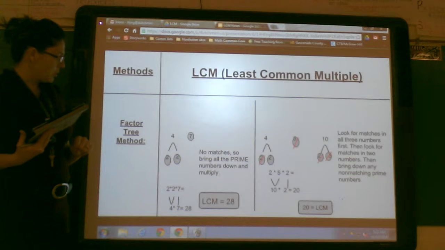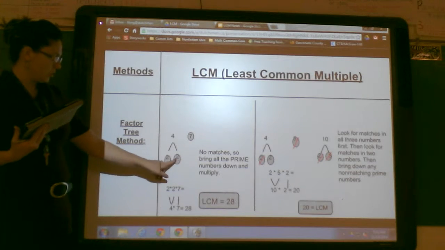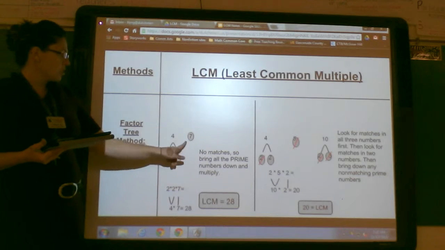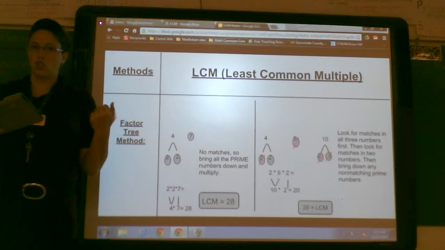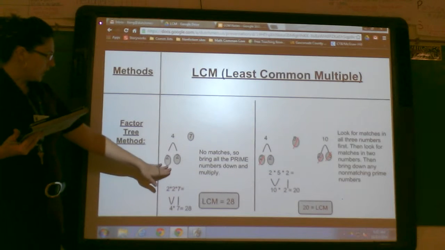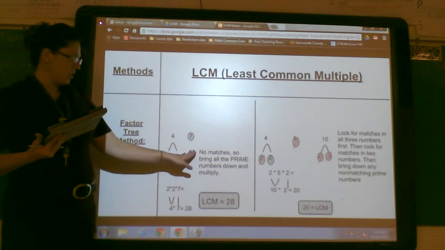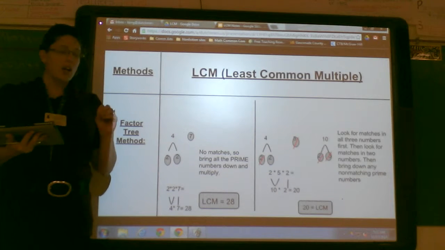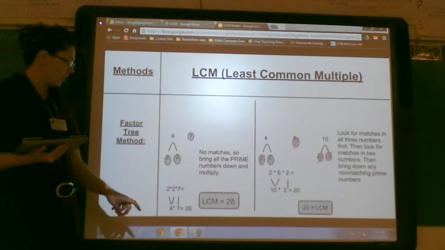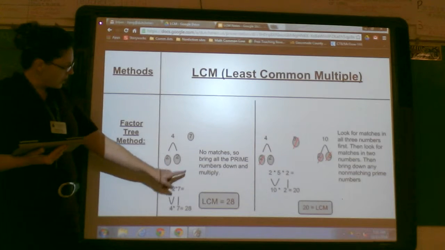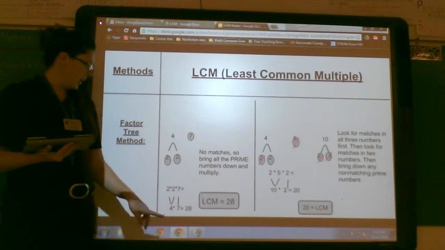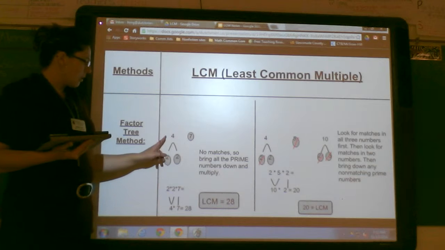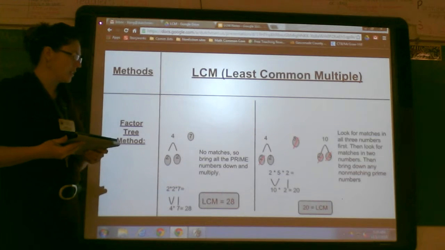So we come up with what two numbers multiplied to make 4. It's 2 and 2. They're both prime, so we circle them. 7 doesn't factor because it's already a prime number, so we just circle it. Then what we look for is our matches, just like with the GCF. So I look here. I have no numbers here that match with numbers here. So with no matches, I bring down all prime numbers and I multiply them together. So I'm bringing down both of my 2's and my 7, and then I multiply them together. So 2 times 2 is 4, times 7 is 28. So the least common multiple of 4 and 7 is 28.